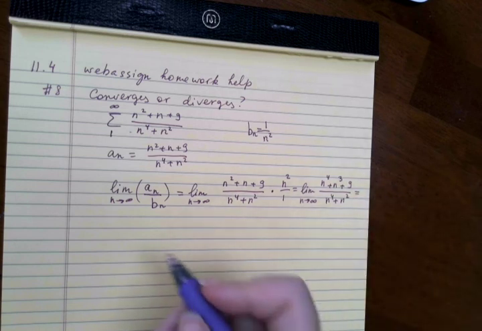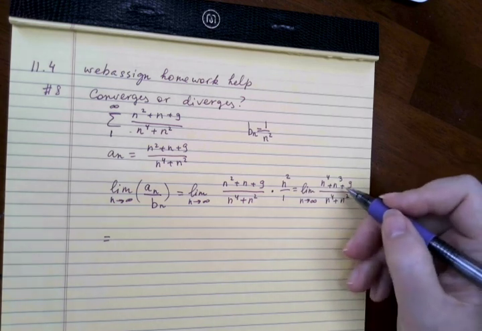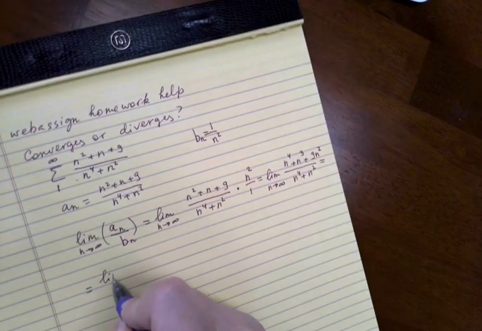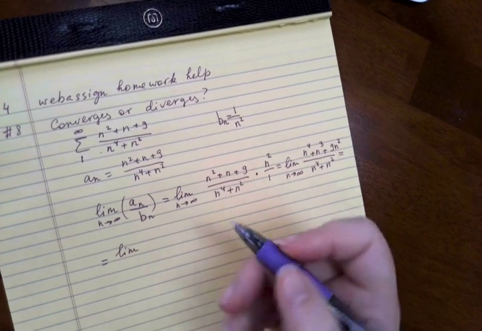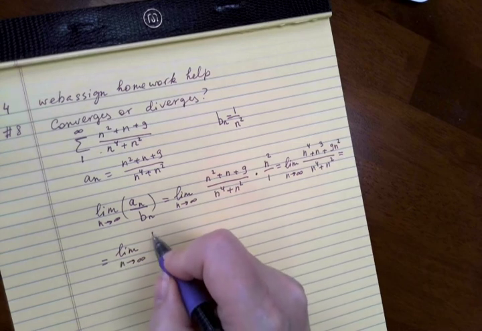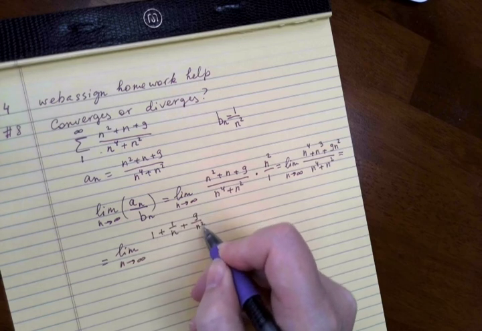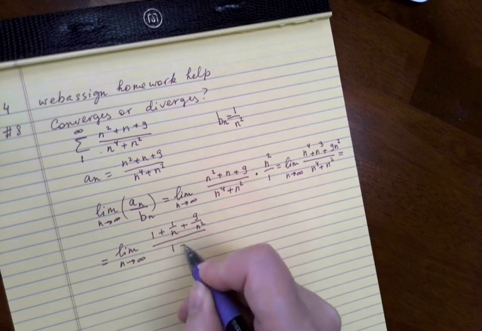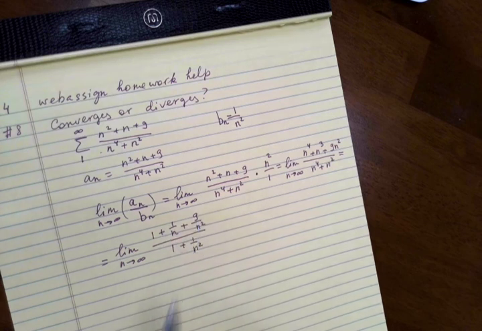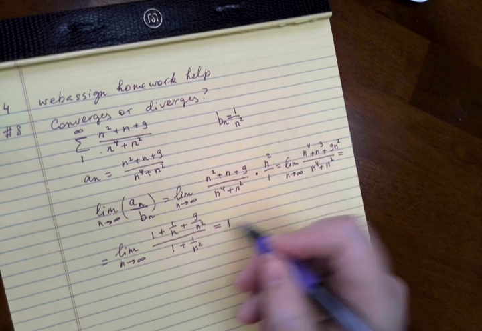So I'm going to divide by n to the fourth, so 1 plus 1 over n plus 9 over n squared divided by 1 plus 1 over n squared. And these terms go to 0, and therefore my limit is 1.